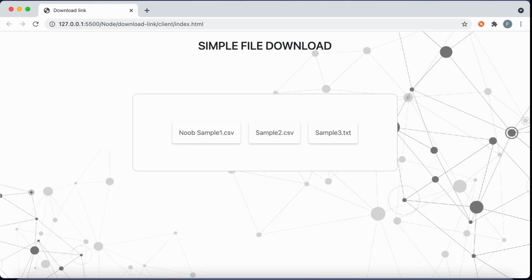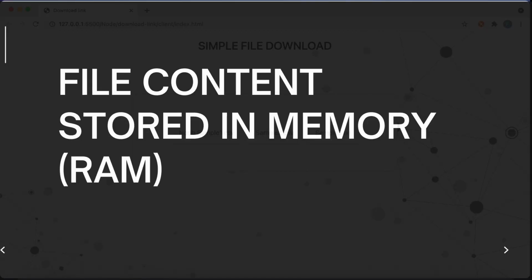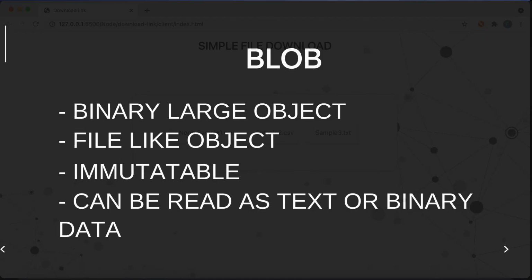Alright, so I'm calling this on the fly because the file content is not actually persisted in a file anywhere. It's going to be generated on the fly and stored in memory, aka your RAM. And we're going to be leveraging the web API's Blob to do this. And Blob is just a file-like object that's immutable, has raw data in it, and immutable just means that the state cannot be changed after it's created.